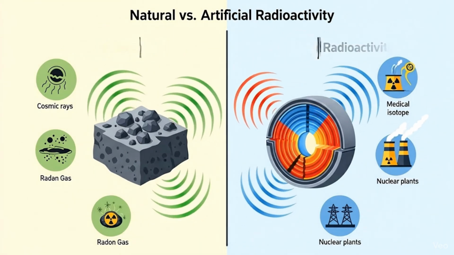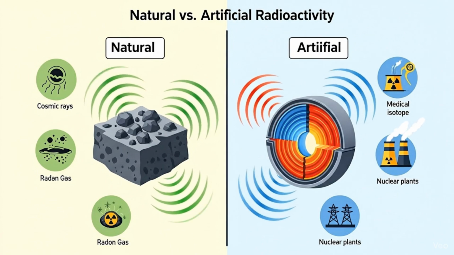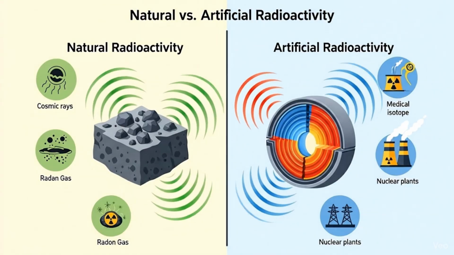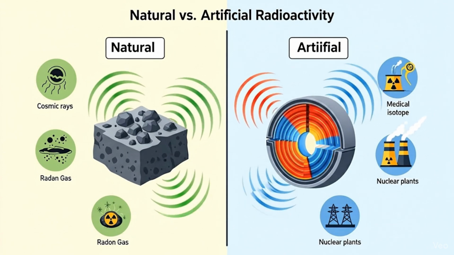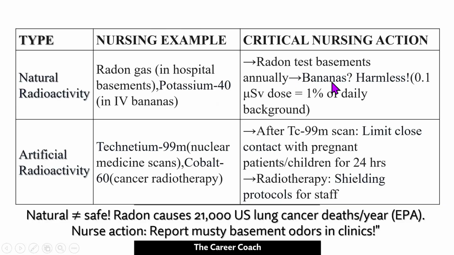This is why it's important. It is actually the second leading cause of cancer after smoking. Therefore, it is important to test the basement annually using inexpensive radon kits. This is a preventive measure, especially in areas where there are high naturally occurring uranium contents. Also, for potassium 40, bananas are harmless. It contains about 0.1 microsievert dose. So it is basically 1% of the daily dose, so it's not necessarily harmful for the human body.